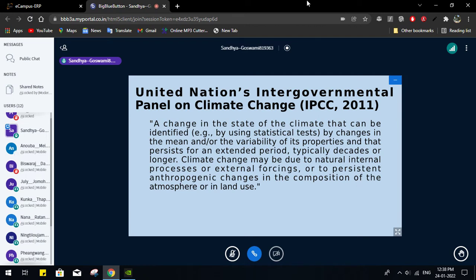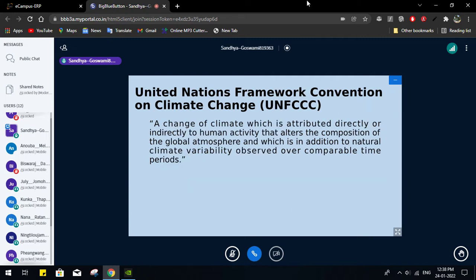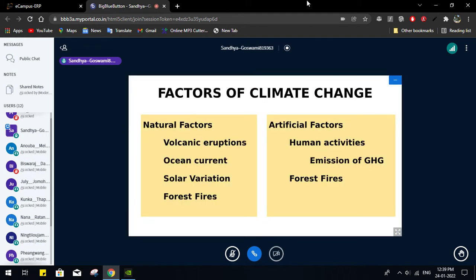Then we talked about the IPCC, the Intergovernmental Panel on Climate Change. It is one of the organizations working on this at the international level. As per these organizations, the definitions of climate change differ. Another organization is UNFCCC, the United Nations Framework Convention on Climate Change. They have given definitions, but in general, climate change is a long-term change in the climate conditions, right?